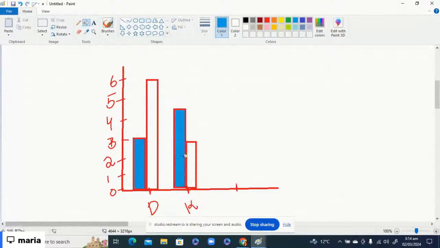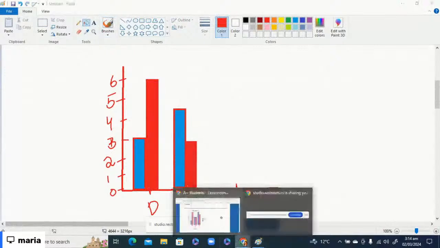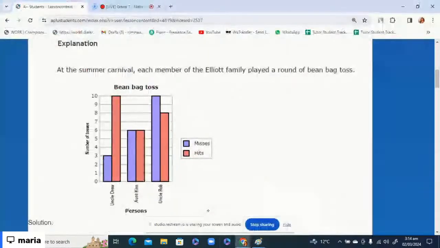This one is different, and these ones are the same, and these ones are your red colors, this one and this one. Okay, now let's check for Uncle Drew. First one is 3, then it's 10. For this one it's 6 and 6, both the red as well as the blue one.